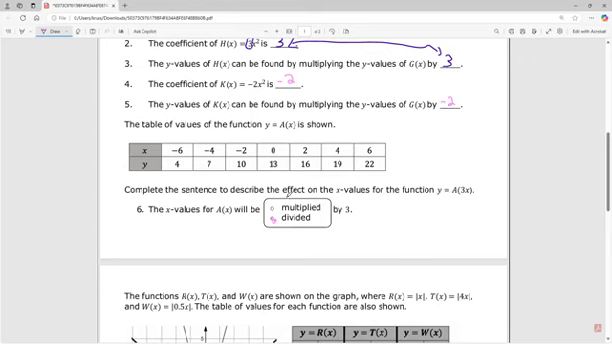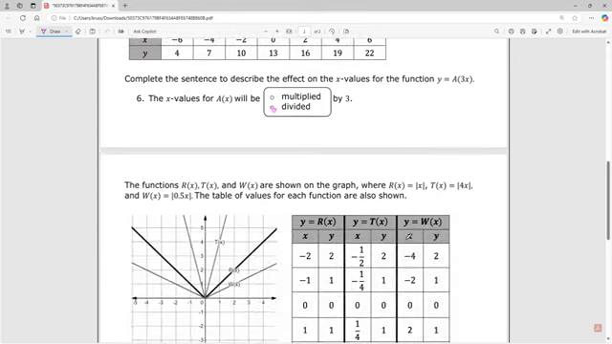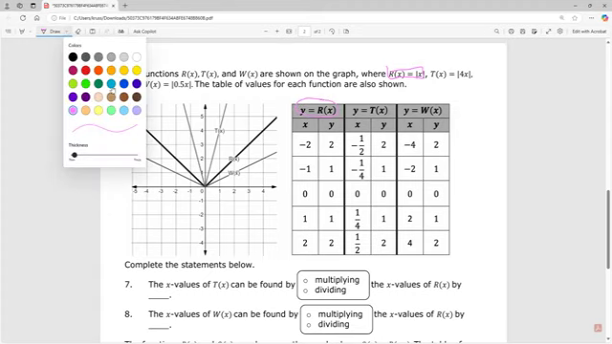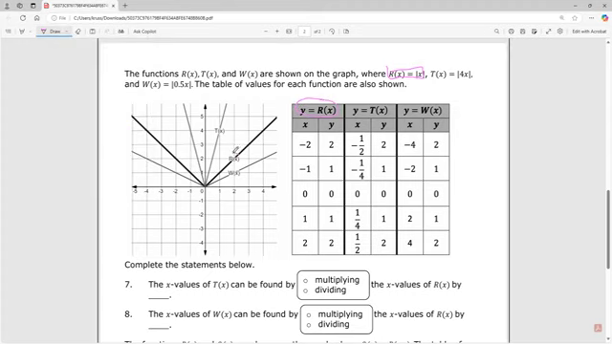Okay. So here are 3 functions right here. And we have r sub x, t sub x, and w sub x. These are absolute value functions, and they're defined. R sub x is right here. That's r sub x, my middle one. It looks like it's a 1-for-1 change. It's pretty obvious to see here.